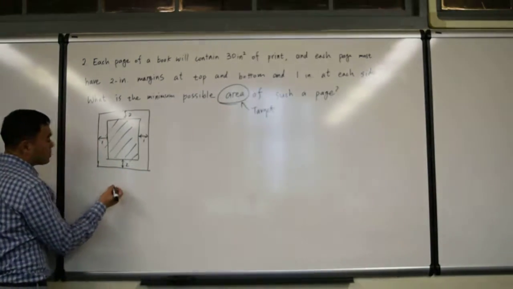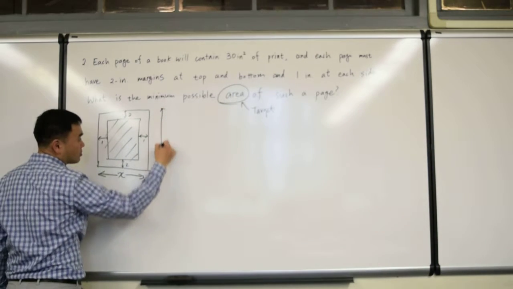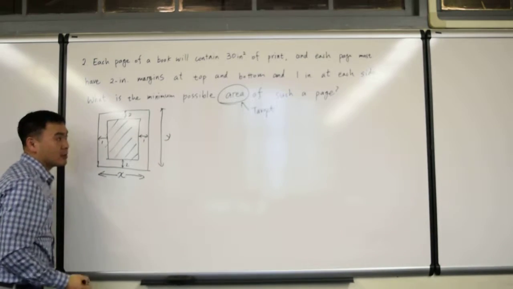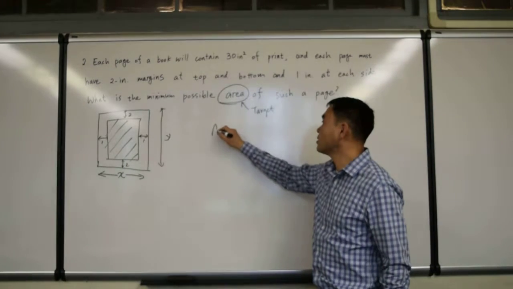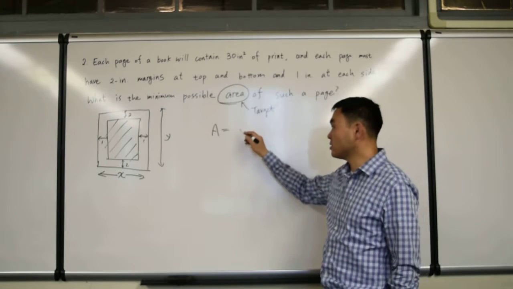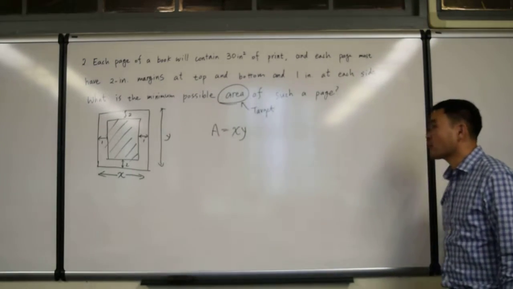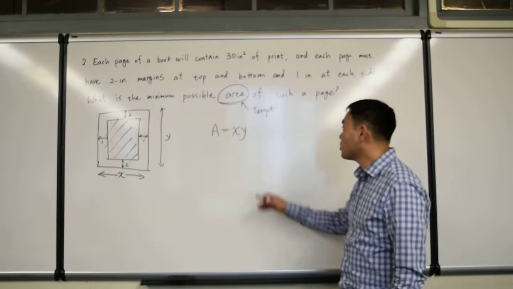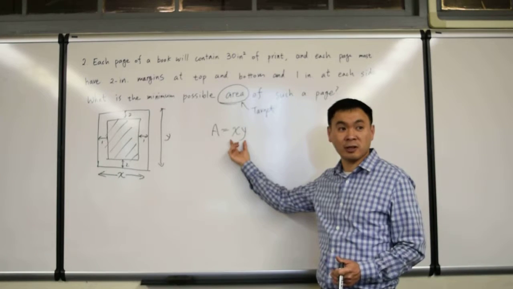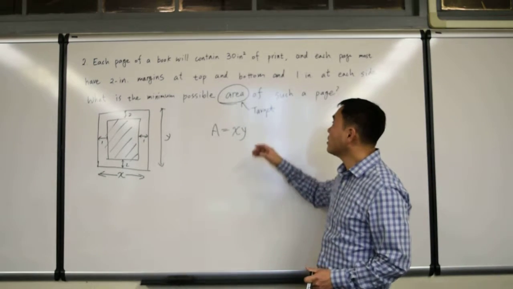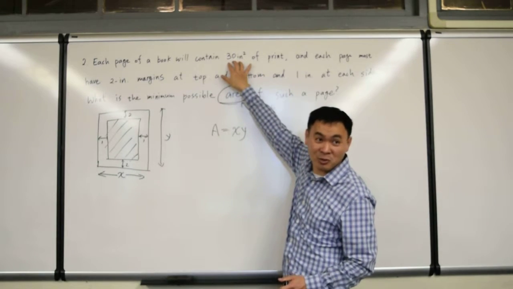In order to talk about the target, we should name this side as x, that side as y. Then, how do you write down the target function? Target is the area of the entire thing. What is it? It's x times y. That's your target function. Now, since I have A equals x times y, now I need a constraint that gives me a relationship between x and y. Here's a number, 30 square inches. That must have something to do with the constraint because we didn't use it, right?